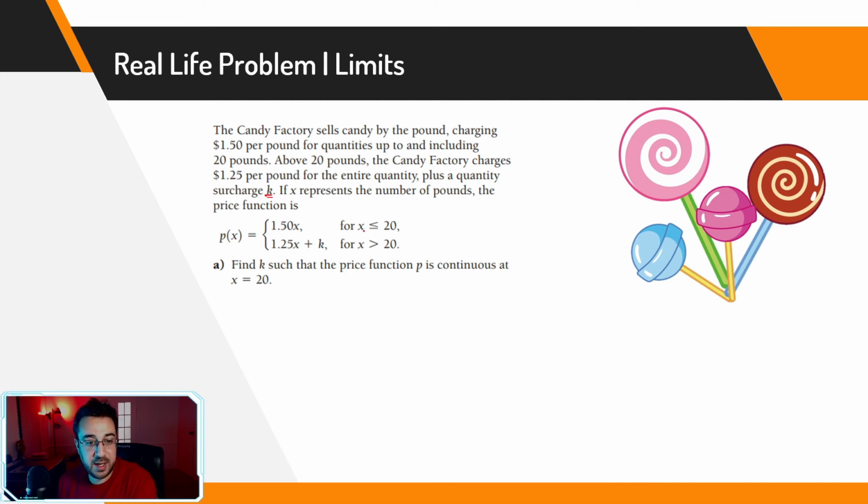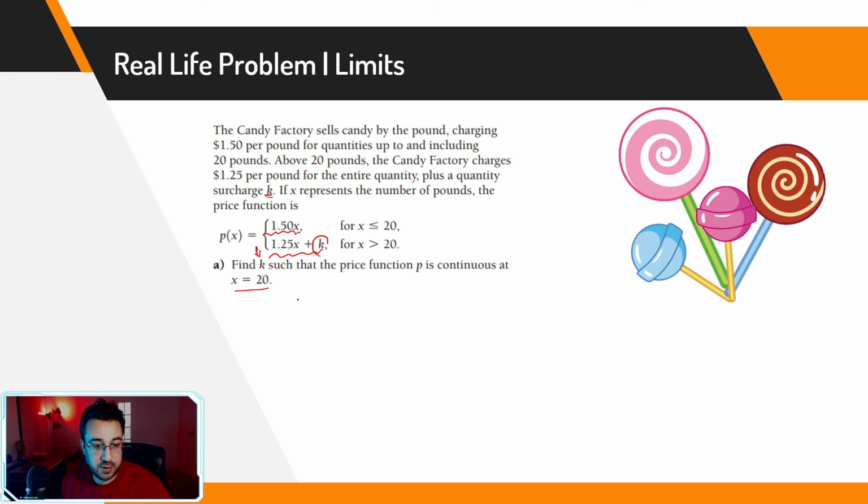So as long as you buy 20 pounds or less, that's what you pay, 1.5x dollars. And if you are buying more than 20 pounds of candy, then you will be charged 1.25x plus a partial charge that we don't know, in this case k. Now the question is saying find k so that the price function P is continuous at x equals 20. Continuous at x equals 20 means, as we learned in the previous example, you want to equalize the limit as x approaches 20 from the left to the limit as x approaches 20 from the right.